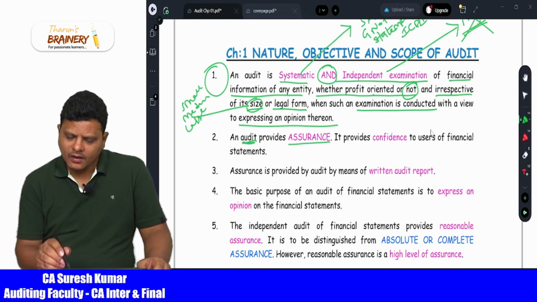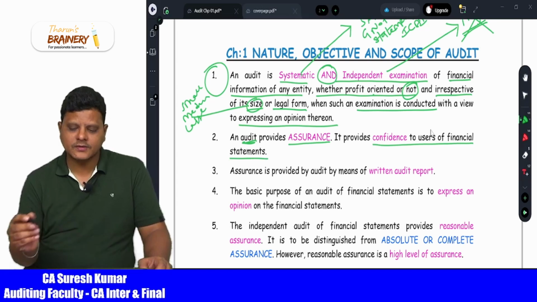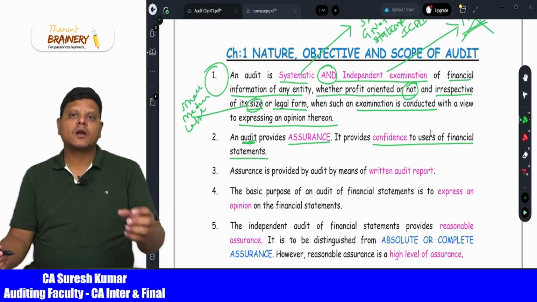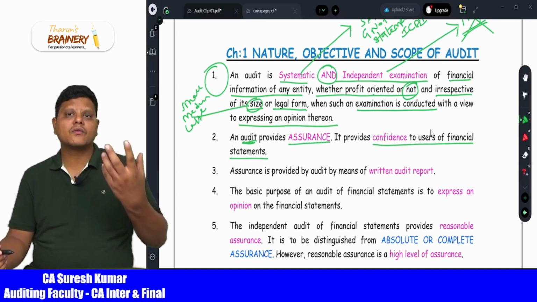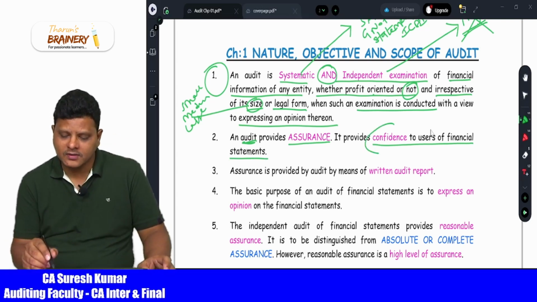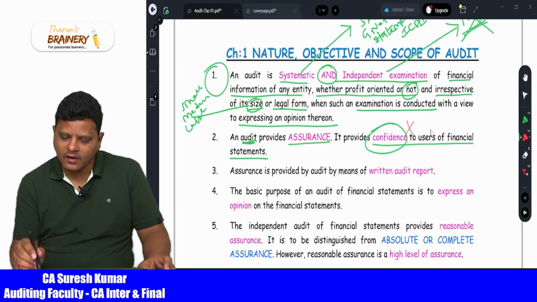Assurance provides confidence to the users of financial statements. So in India, whenever an audit is carried out by an independent person, it automatically gives confidence. When I say confidence, an audit will not give a guarantee.